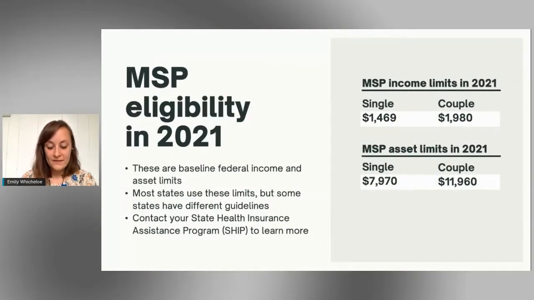Here on this slide, we have the baseline federal income and asset limits. Most states use these limits, but some states have different guidelines. So if you are looking at this slide and the income and asset limits, and you think you might be around these limits, we recommend contacting your state health insurance assistance program, or SHIP, to learn more about the MSP in your state. And at the end of this presentation, we'll go over how you can find the contact information for your SHIP.